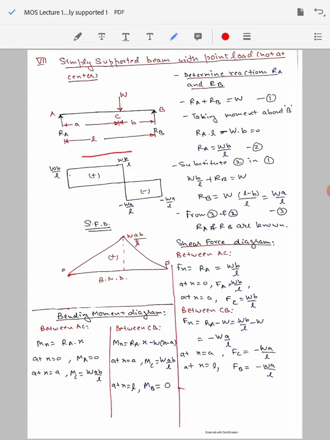Now again it is not dependent on x, so its value at both extreme ends, at x equal to A and x equal to L, that means FC and FB, both will be equal to minus WA by L. Now we will draw the shear force diagram for the beam, and we'll start from the end A, and we see that at x equal to 0 this value is equal to WB by L.